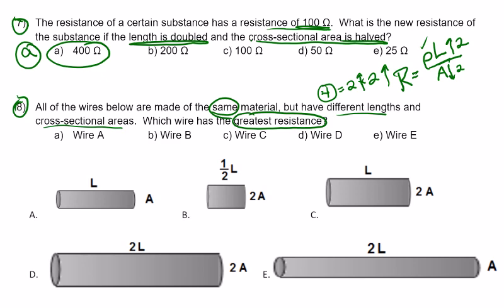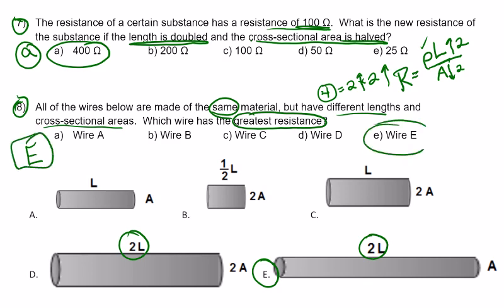and we want the area to be as small as possible. So the largest length looks like the 2L. So it looks like D and E are in the running there. And then the smallest area looks like letter E is a little bit better because it's the smaller area. So we would want it to just be 2. So I like letter E. Letter E. And we're good. That's a little bit on resistivity.